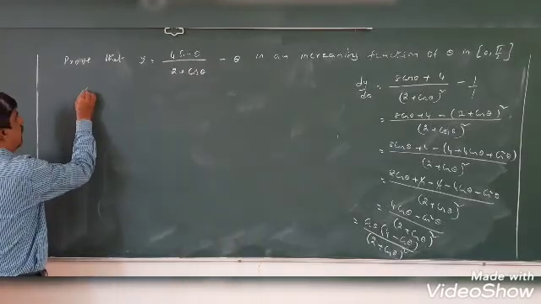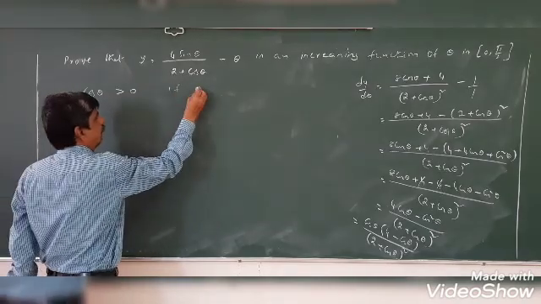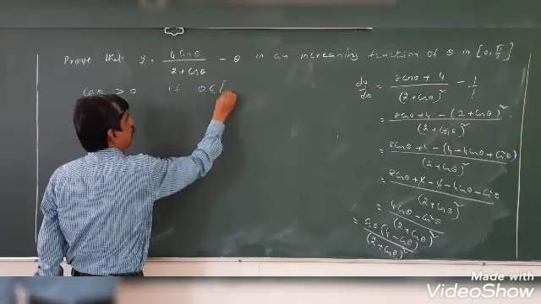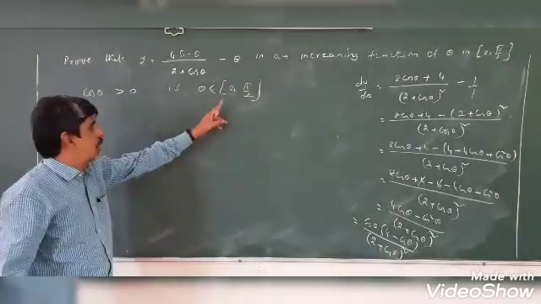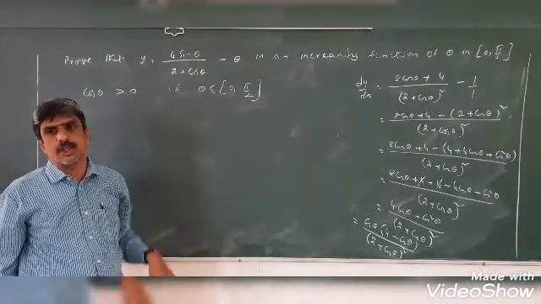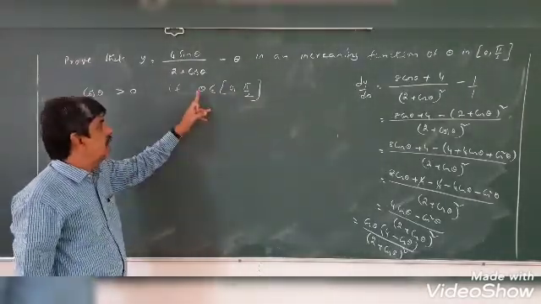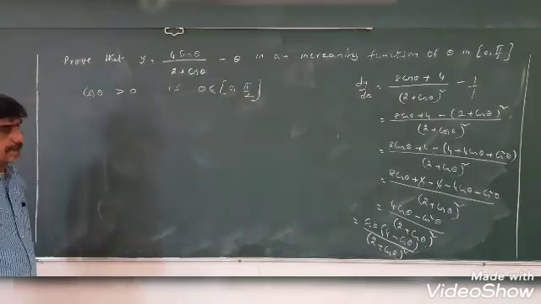So cos theta is greater than 0 if theta belongs to the closed interval 0 to pi. So 0 to pi by 2 means first quadrant. In the first quadrant, trigonometric ratios are all positive. So then cos theta is greater than 0.